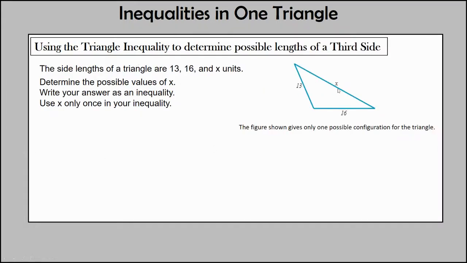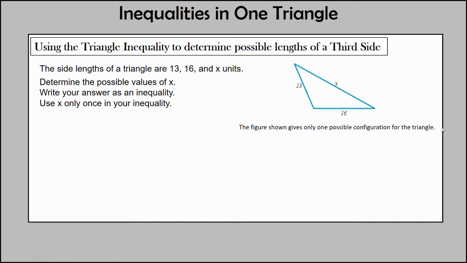We also are going to use that theorem. This is a popular question to determine the range of possible answers for a third side of a triangle. So let's say you're given sides 13 and 16 for a triangle. What are the possible range of answers for x? What about this third side? What could it be?